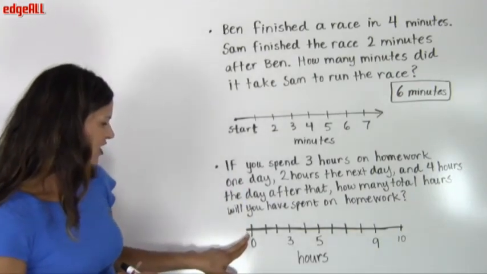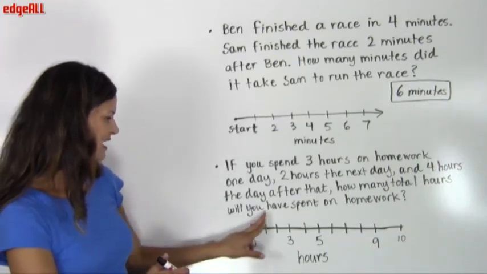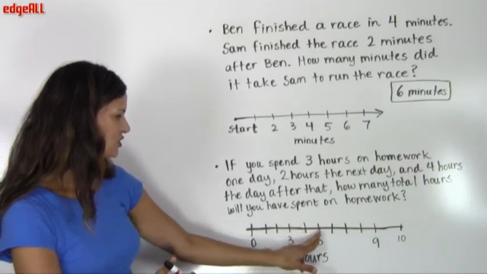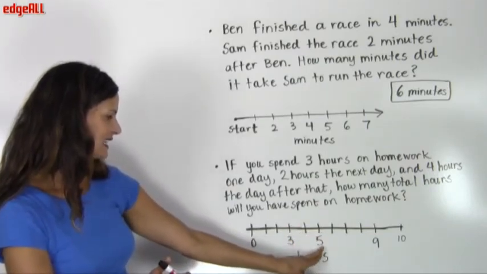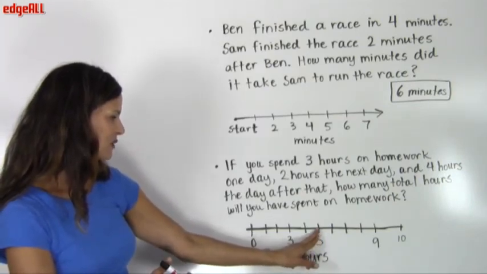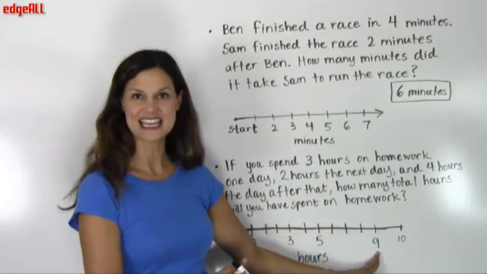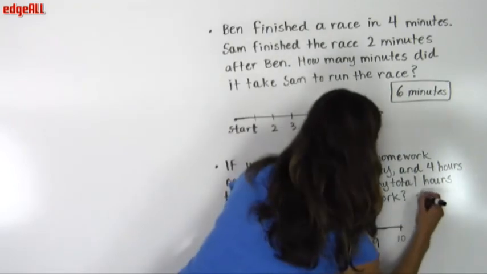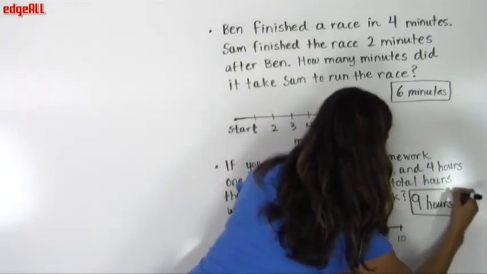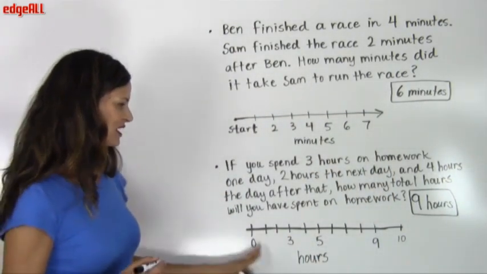So we're starting here, at the beginning we haven't done any homework yet, and then we spend 3 hours doing the homework one day. Then we add 2 to that the next day to land at 5 hours, and then 4 hours the day after that. So we add 4 to the right, 1, 2, 3, 4, landing at 9. So the answer to this problem is that you have spent 9 hours doing your homework.